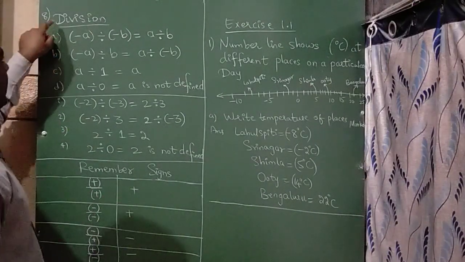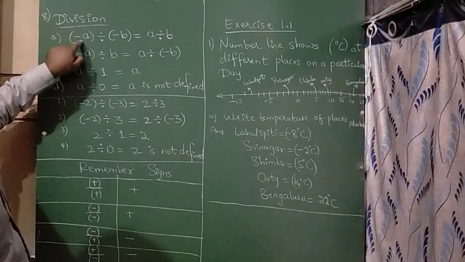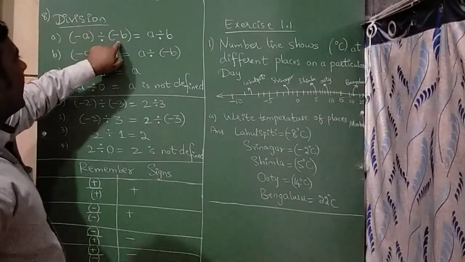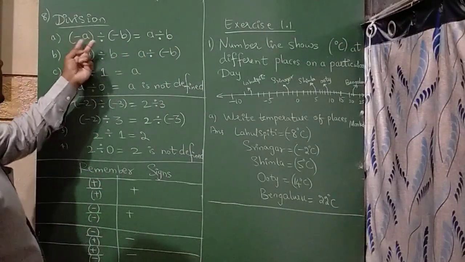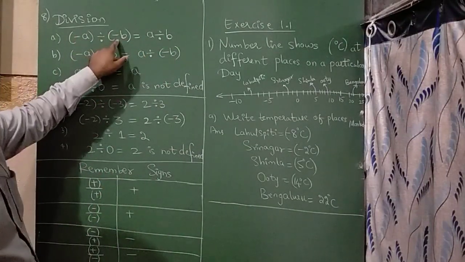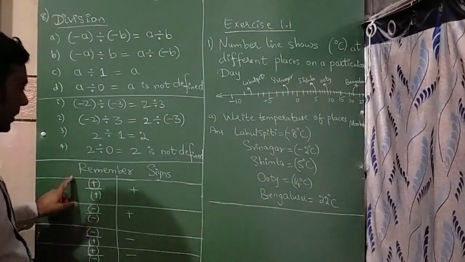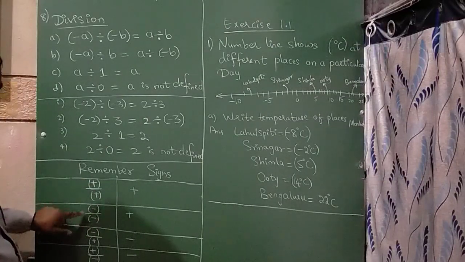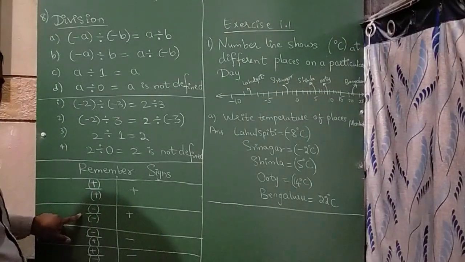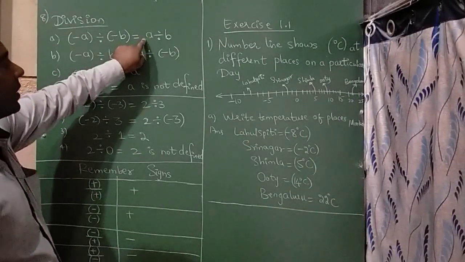Now the next one is division of integers. Here the first one: minus a divided by minus b is equal to a divided by b. Since both integers carry a minus sign, we get the answer as positive. Here I have written, remember these signs. When both integers carry a minus sign, you get the answer in positive, that is plus.